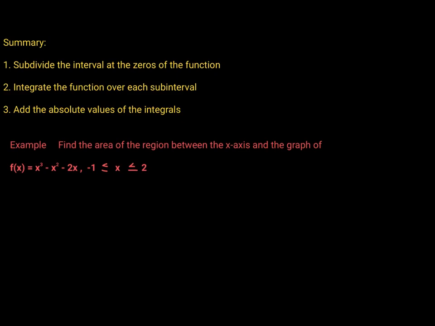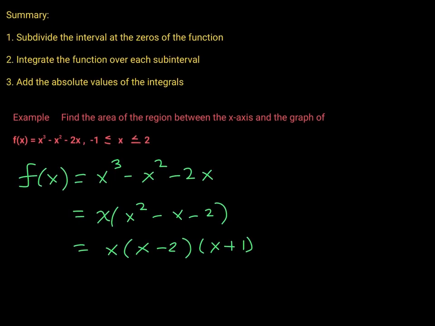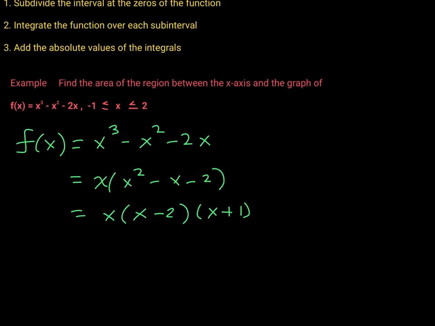The first thing we want to do is find the zeros of this function. So let's work on finding the zeros of this cubic function. The first thing I'm going to do in order to find the zeros, which are the x-intercepts of the graph, is factor. I'll factor out an x, and that gives me x squared minus x minus 2. And then this factors further as x minus 2 times x plus 1. So we can see now that the zeros, which are going to subdivide our interval, are 0, 2, and negative 1.